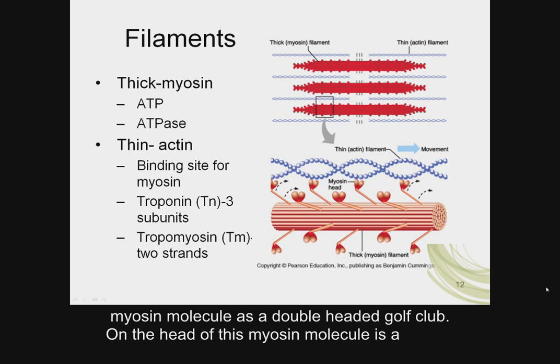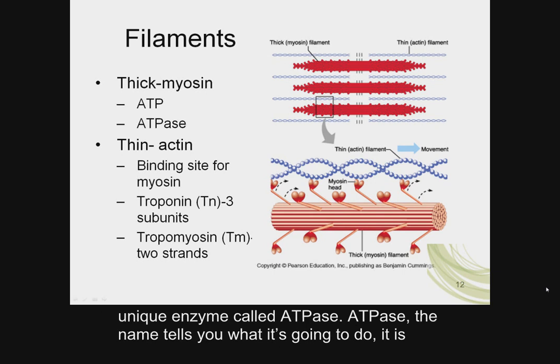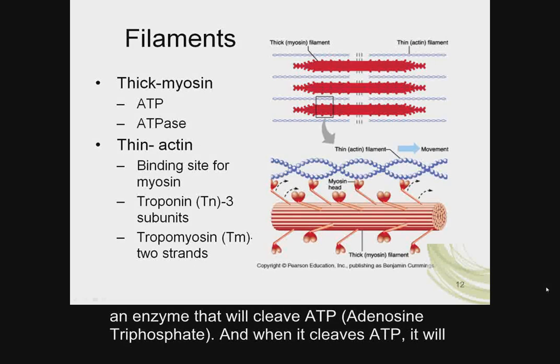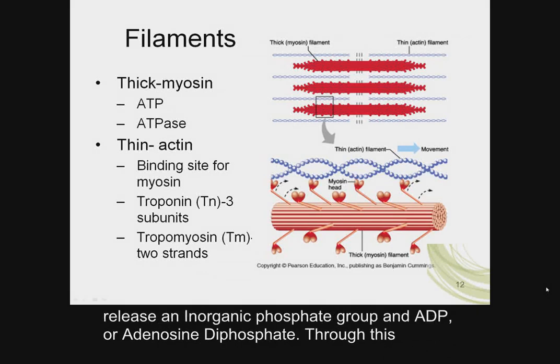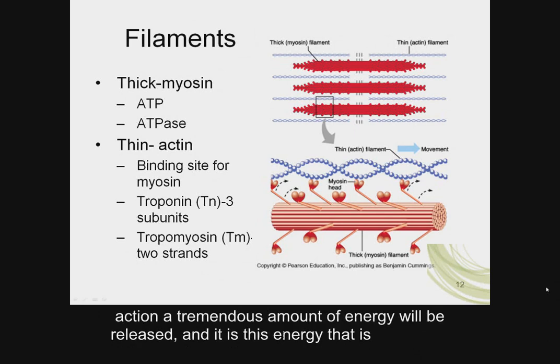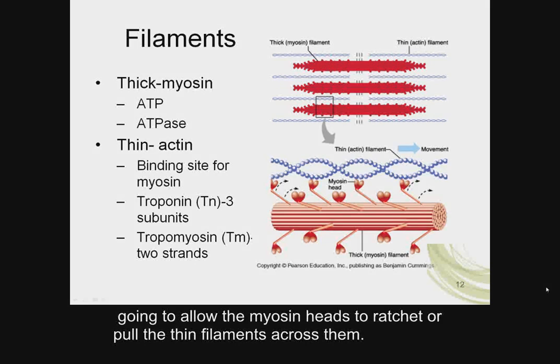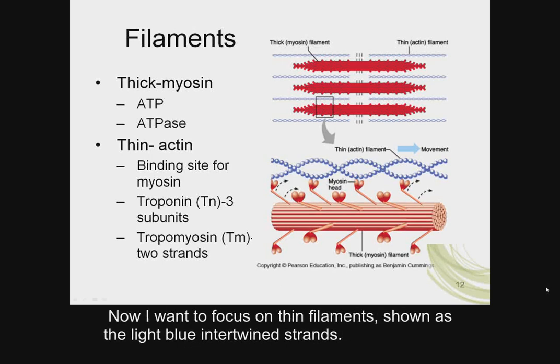On the head of this myosin molecule is a unique enzyme called ATPase. ATPase, the name tells you what it's going to do. It is an enzyme that will cleave ATP, or adenosine triphosphate. And when it cleaves ATP, it will release an inorganic phosphate group and ADP, or adenosine diphosphate. Through this action, a tremendous amount of energy will be released, and it is this energy that is going to allow the myosin heads to ratchet or pull the thin filaments across them.